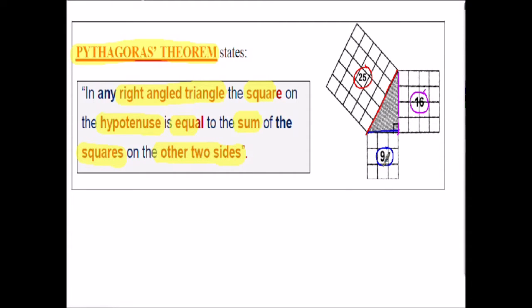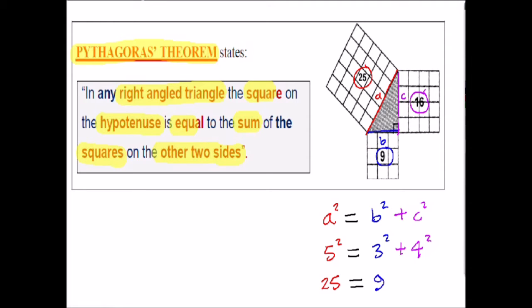So in symbol form, Pythagoras' theorem states, so from the triangle above, that's 5 squared on the left-hand side, is equal to 3 squared plus 4 squared. In other words, 25 is equal to 9 plus 16.